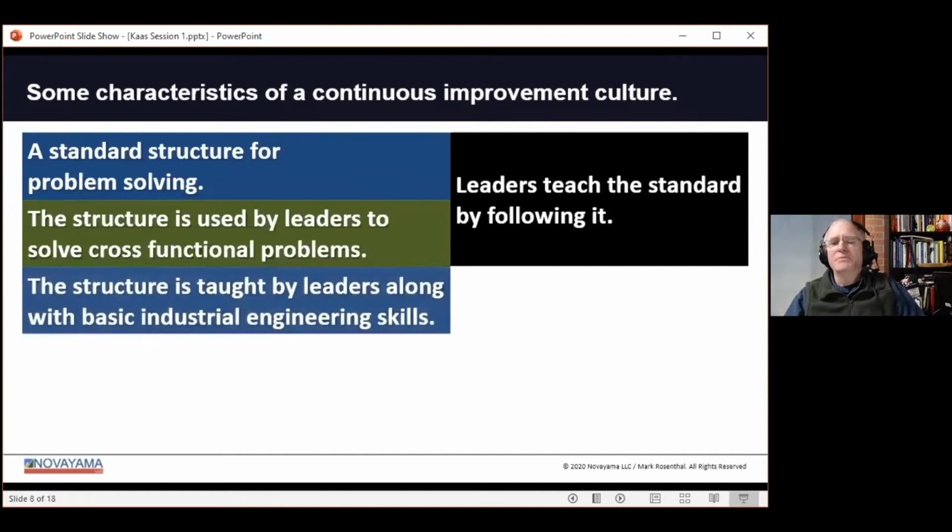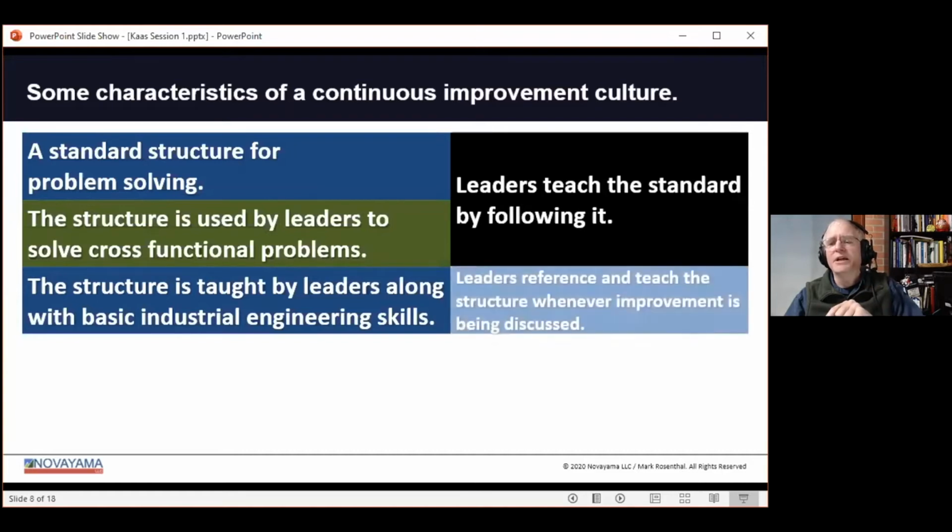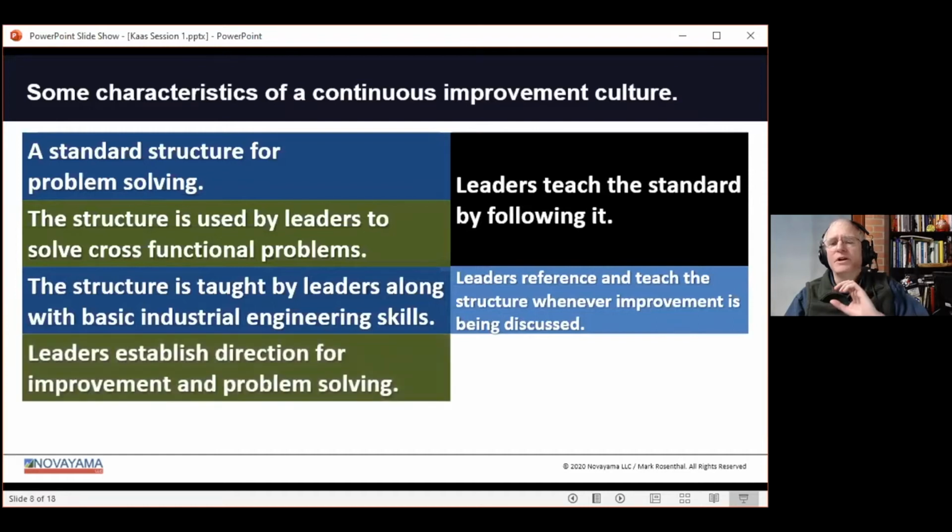At the same time, that structure is also taught by leaders along with basic industrial engineering skills that you see that Theresa has. And the leaders are going to reference and teach that structure whenever improvement or problem solving is even being discussed. It's always going to be within the framework. So it's standard work. The leaders then also establish the direction for improvement in problem solving.